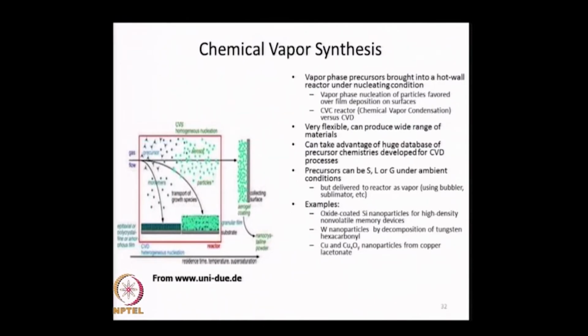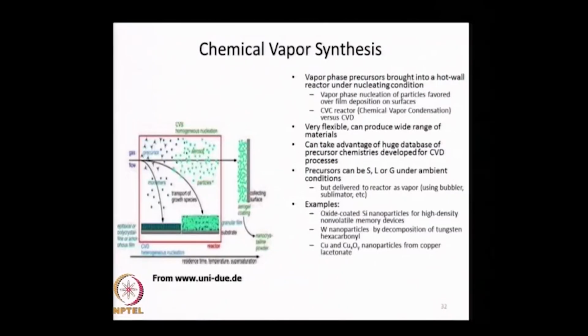For those of you who are familiar with chemical vapor deposition, this is the exact opposite of that. In a CVD reactor, you try to design the reactor conditions such that the nucleation only occurs heterogeneously on the target surface on which you are trying to put down a film. In a CVC reactor, that is a chemical vapor condensation reactor that is used to synthesize nanoparticles, the reactor is designed very differently. All the walls of the chamber are also kept at elevated temperatures, and the gas itself is kept under conditions such that homogeneous nucleation becomes possible. This minimizes heterogeneous nucleation on the target surface.